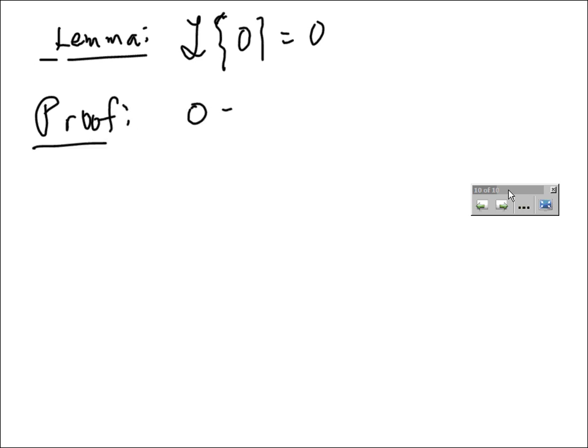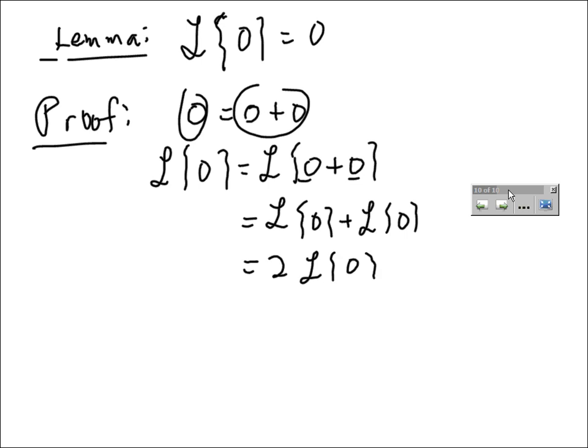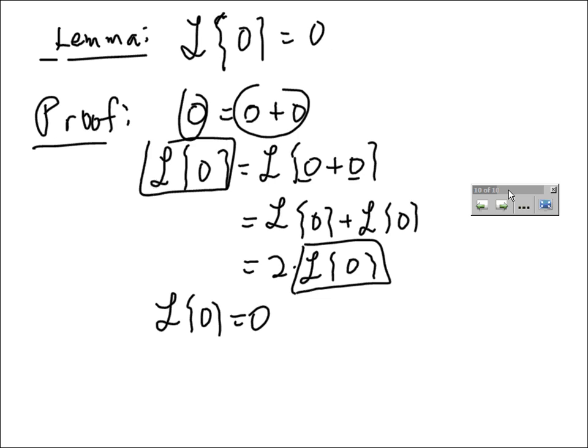We know that 0 is equal to 0 plus 0. So the Laplace of the left side is equal to the Laplace of the right side. But the right side, I don't care what these things are. If you have the Laplace of a sum, you can take the sum of the Laplace: L of 0 plus L of 0. Now whatever L of 0 is, whatever it is, you have two of them. Well, if this is equal to 2 times itself, then it must equal 0.